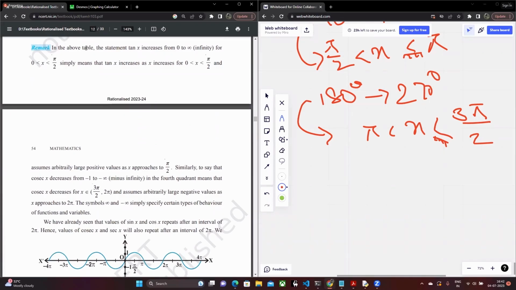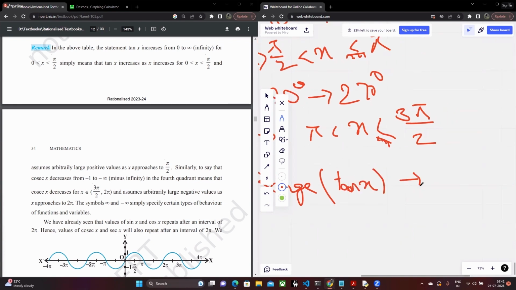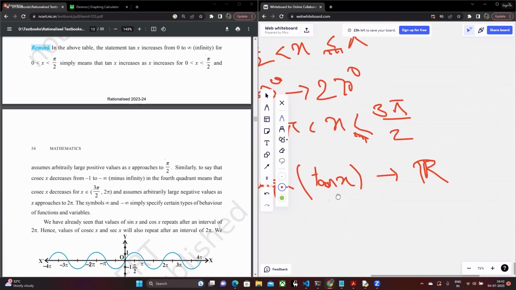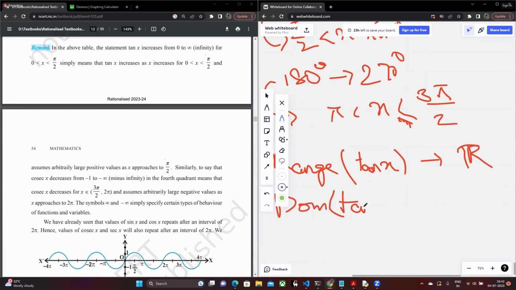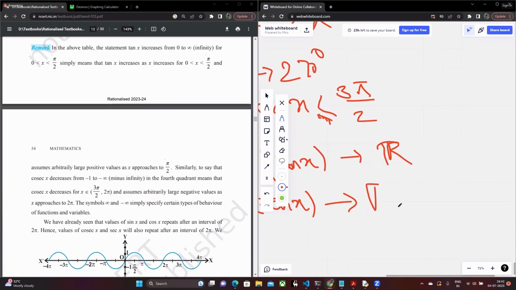And remember that tan x increases from 0 to infinity. The range of tan x, this is a very crucial remark, I have to say. The range of tan x is basically the real numbers. Tan x can take the value of all real numbers, but the domain of tan x is not all real numbers.